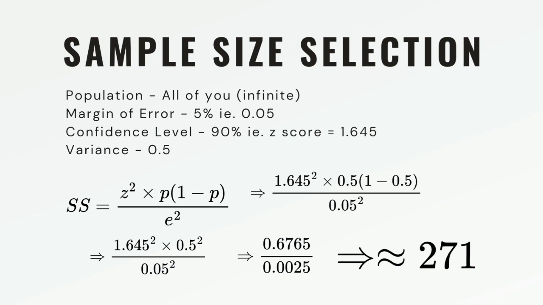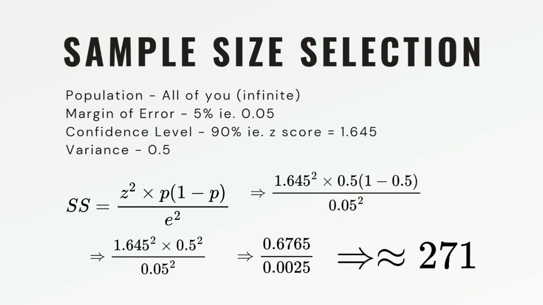The first thing we have to do is calculate sample size based upon an unknown population. In this case, population is all of you. I do not know how many of you are watching this video or how many will watch this video, right? It will keep on changing, correct? So population in this case is all of you.